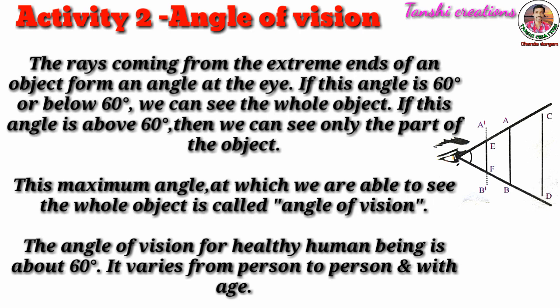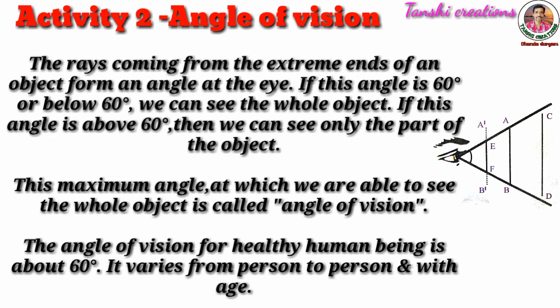Children, now we see the definition of angle of vision. This maximum angle at which we are able to see the whole object is called angle of vision. The angle of vision for a healthy human being is about 60 degrees. It varies from person to person and with age also.